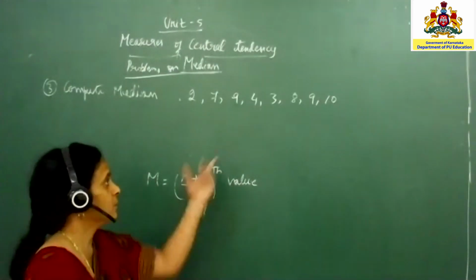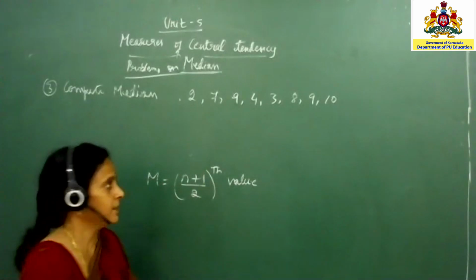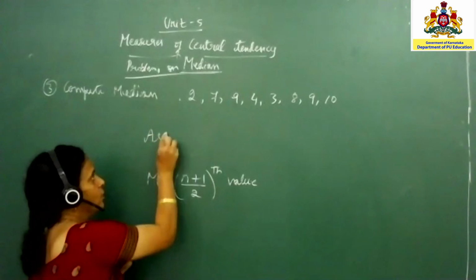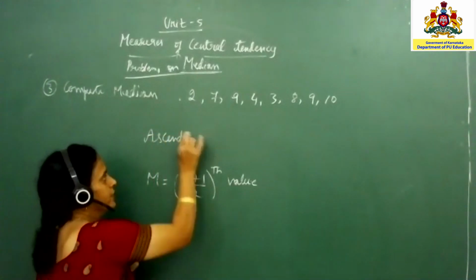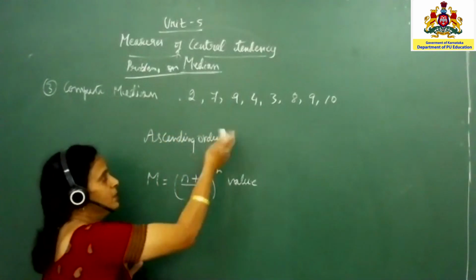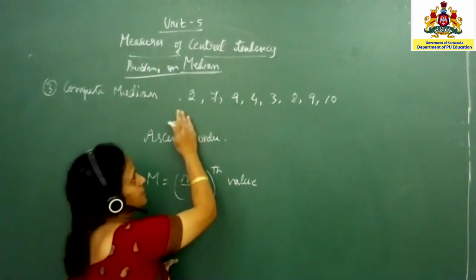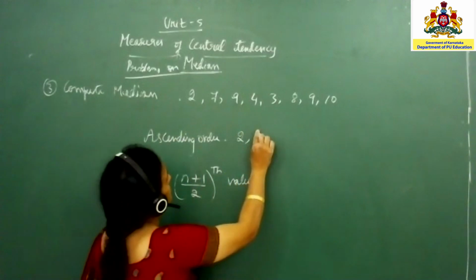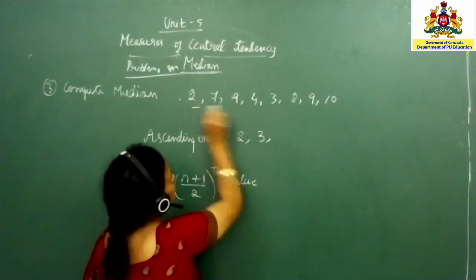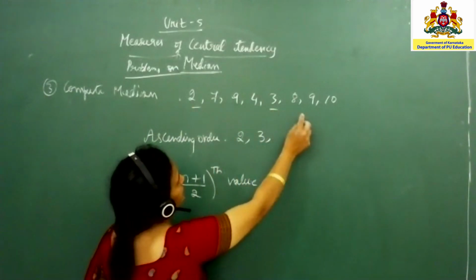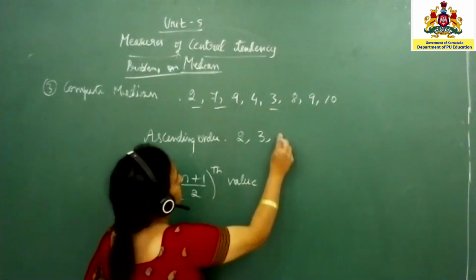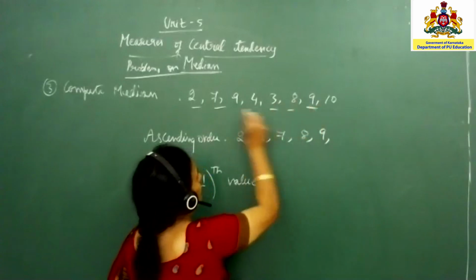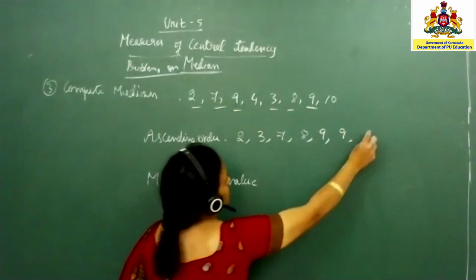One more problem, based on raw data. We had to compute the median. I'll just arrange in an ascending order. Don't forget this, we have to arrange the data in ascending order first. Here I'll start with the lowest number. The lowest number is 2, next is 3, next is 7, next 8, next 9, and one more 9 is there, and 10.